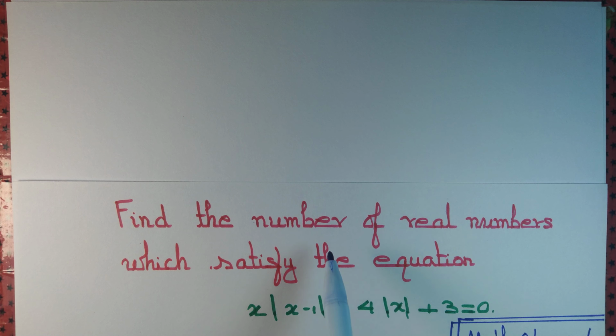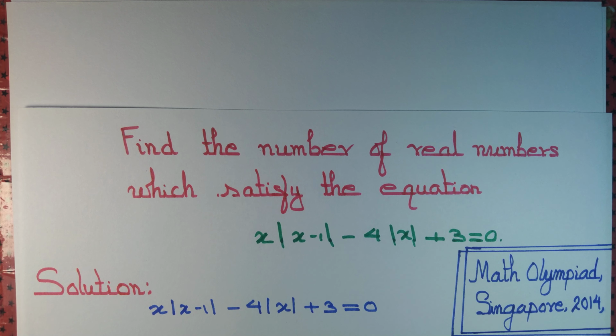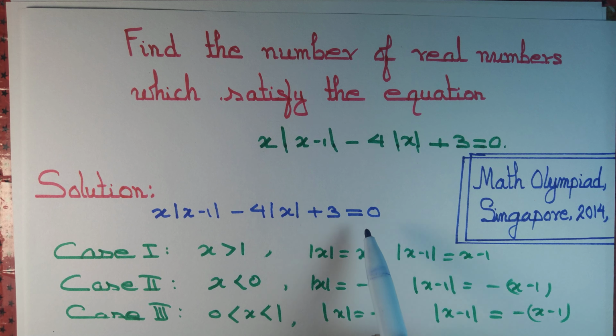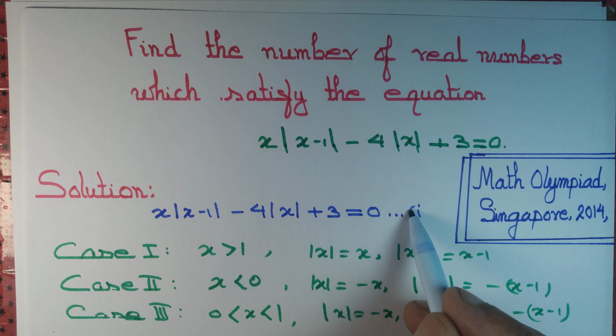Let us find the number of real numbers which satisfy the equation x times mod of (x minus 1) minus 4 times mod x plus 3 equal to 0. So we want to solve this equation. Let's call this equation 1.